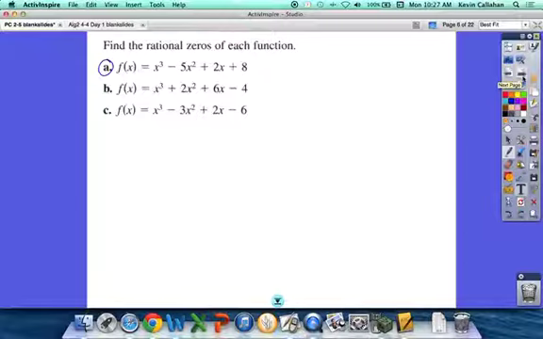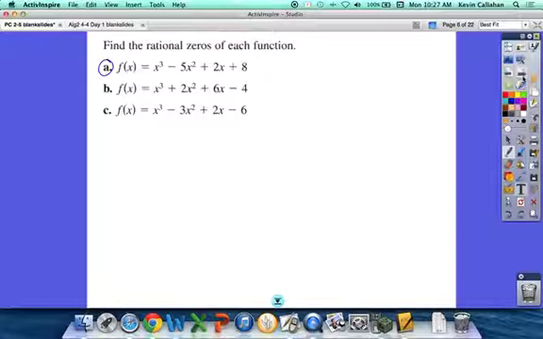So find the rational zeros of each function. We're going to do it one at a time. And I have to say, this is an exercise in doing something that is maybe a little bit obsolete with today's technology. But in the old days, this is exactly how we had to do it. Take, for example, the first one.